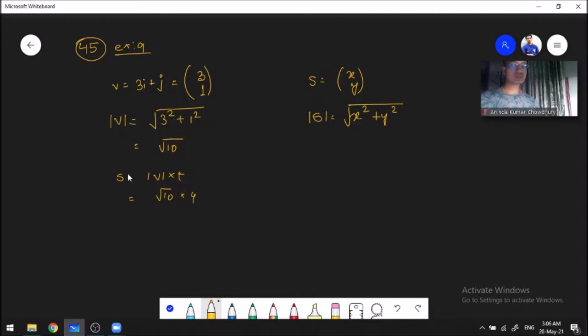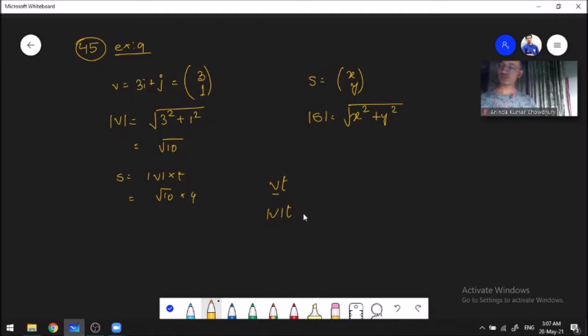Don't confuse distance with displacement. Displacement is something that you get by multiplying the velocity by time. Distance is something that you get by multiplying the speed by time. So this is displacement, velocity vector times time, and this is your distance, which you get by multiplying speed and time.